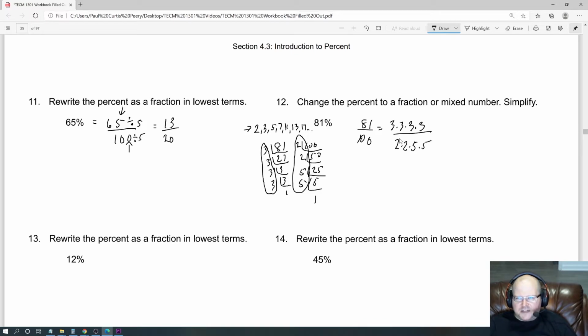Now, if any of these factors in the top and the bottom were the same, we would just cancel them out. So I just confirmed that, in fact, I can't simplify this. I don't have any 3s on the top and the bottom. I don't have any 2s on the top and the bottom. I don't have any 5s on the top and the bottom. So there's nothing that will cancel out, and I can't simplify this. You just end up with 81 over 100.